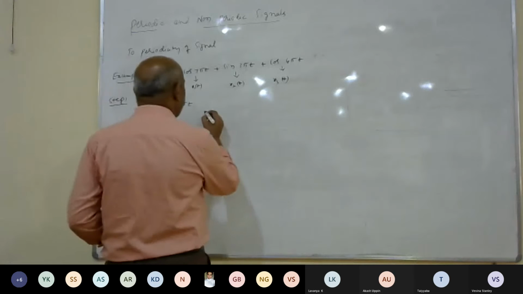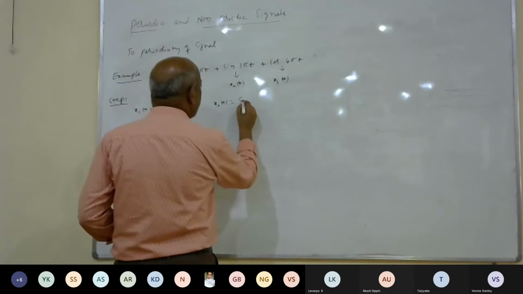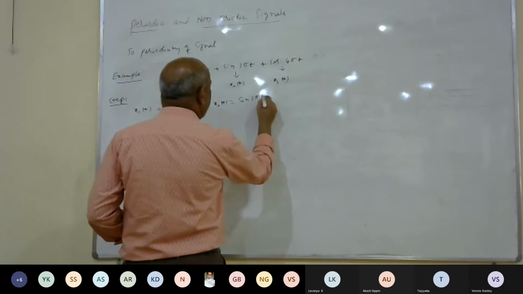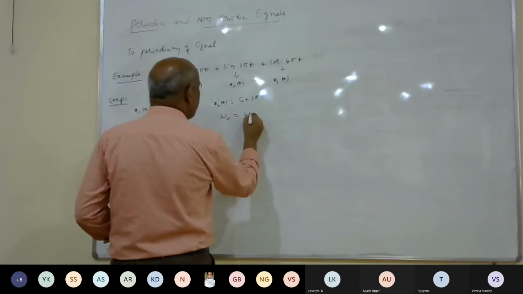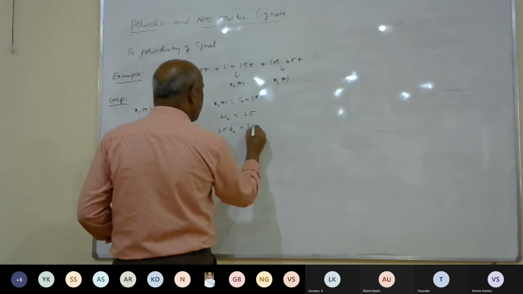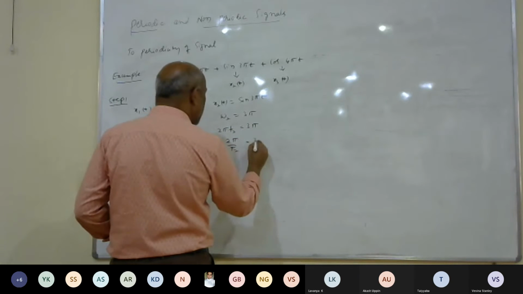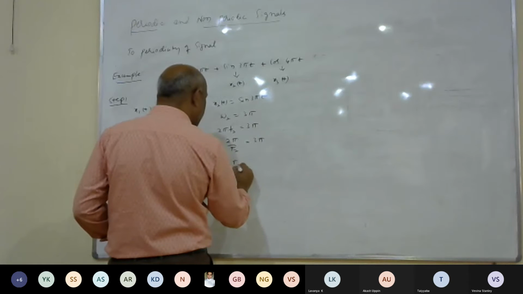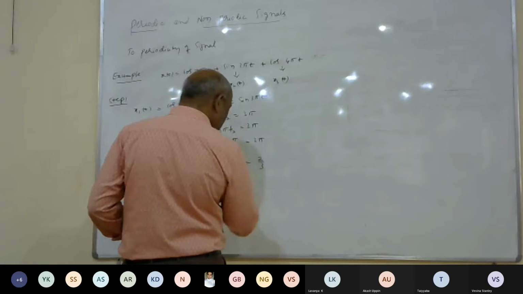Similarly, x2 of t is equal to sine of 3 pi t, that is omega 2 is equal to 3 pi, that is 2 pi f2 is equal to 3 pi, that is 2 pi by T2 is equal to 3 pi, then T2 is equal to 2 by 3.